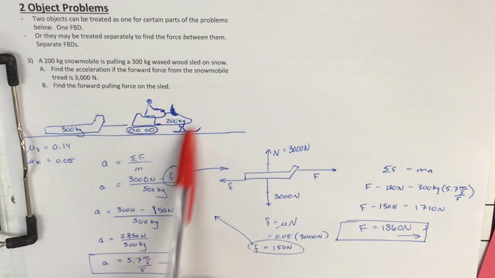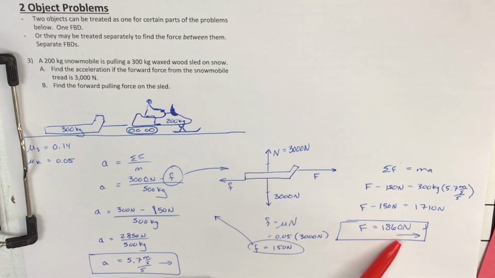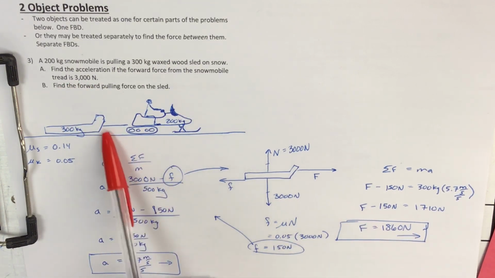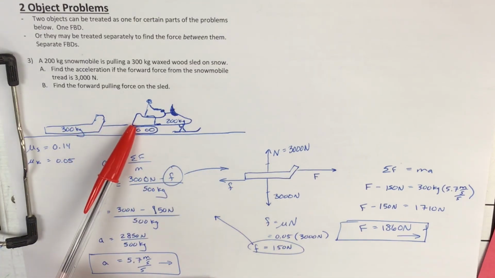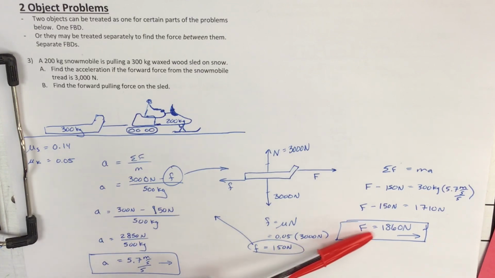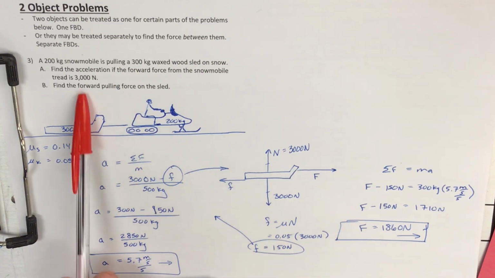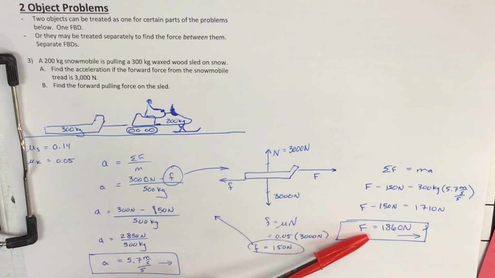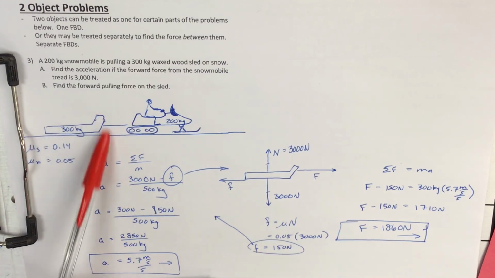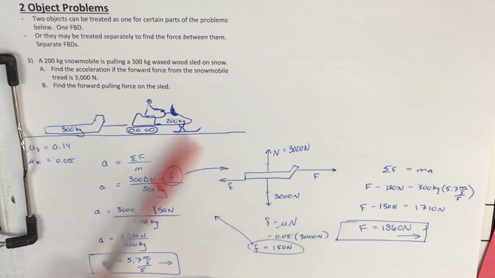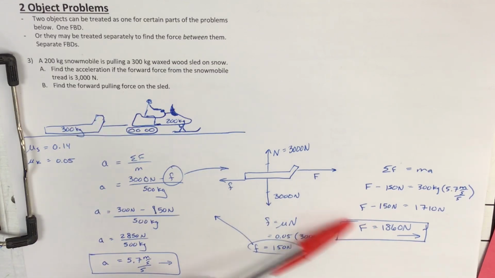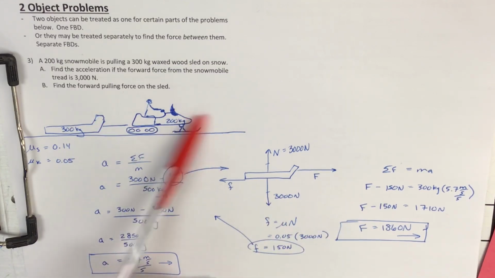3,000 newtons for the whole thing, so 1,860 newtons for that, pulling back on the snowmobile and pulling forward on the sled. That's both of those. You need 3,000 newtons total, 1,860 for just the sled, and of that forward force, the balance is 1,140 newtons to accelerate this.